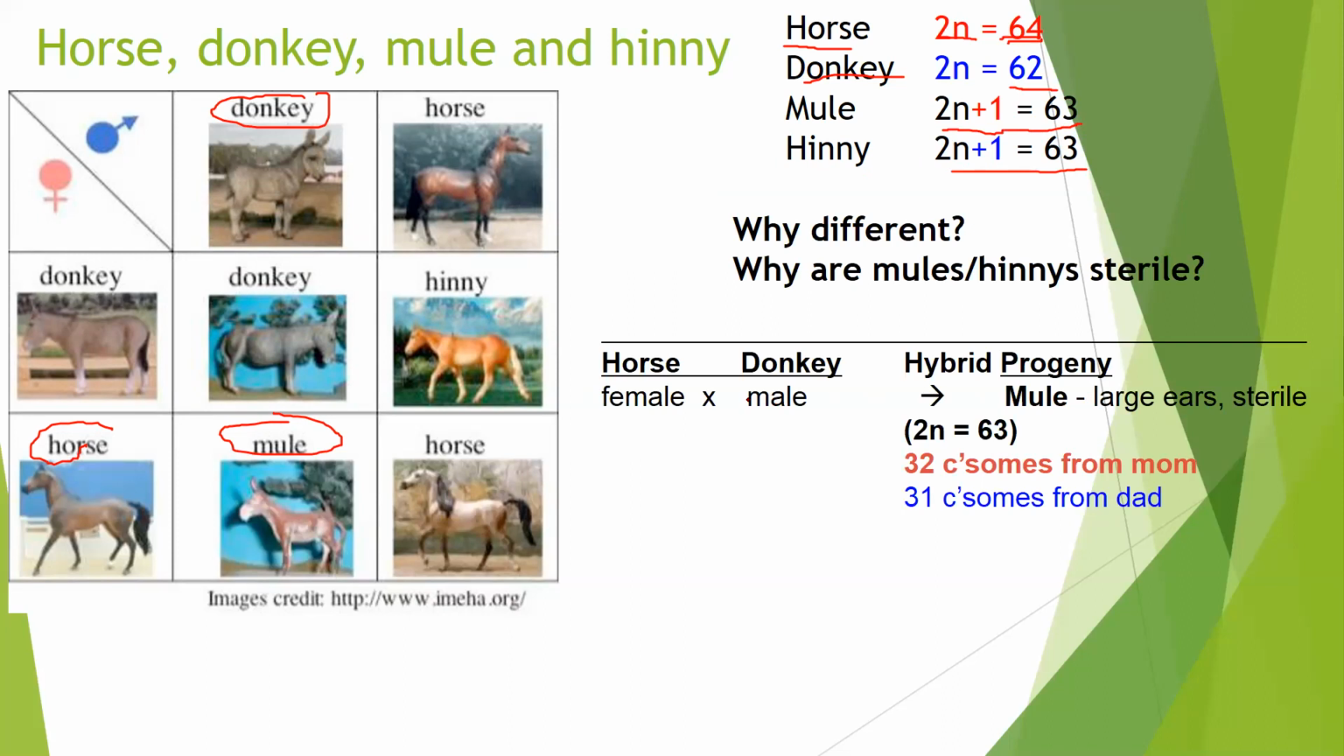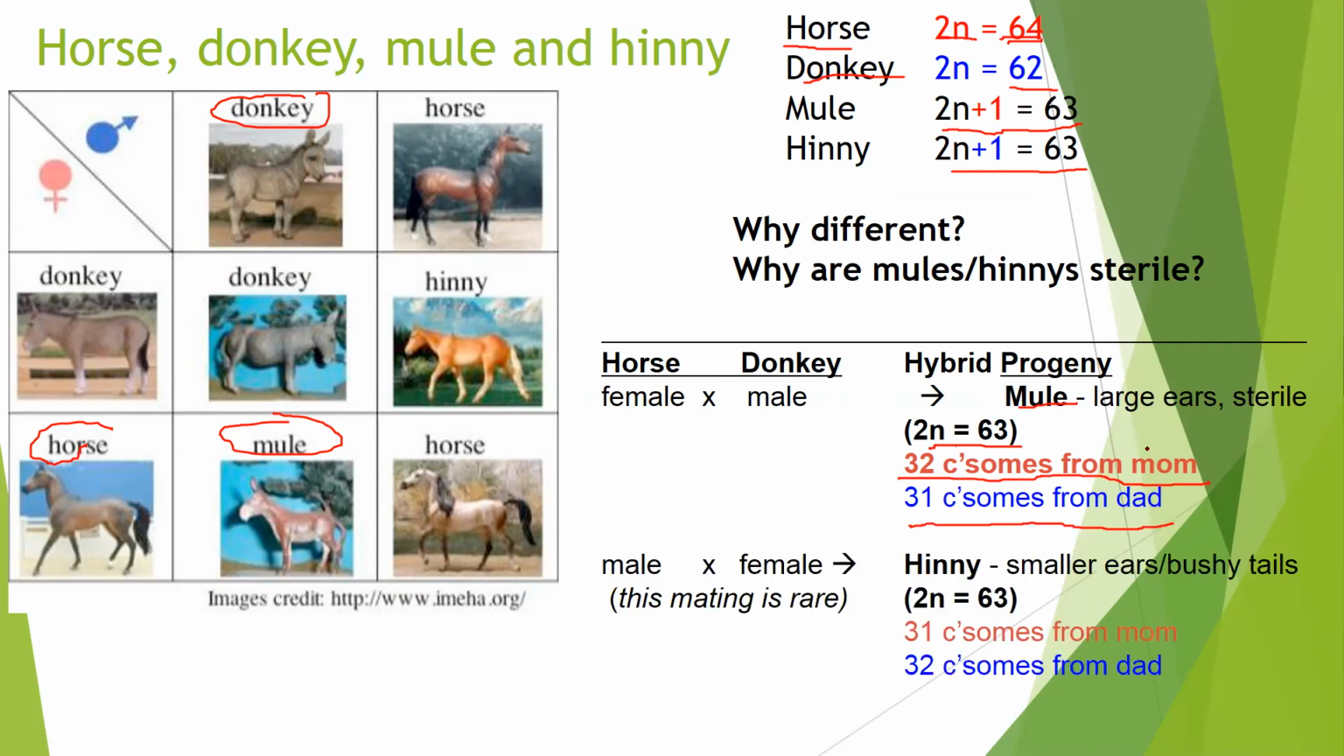As you can see, in a mule there are 63 chromosomes: 32 chromosomes came from the horse mom, and 31 chromosomes came from the donkey dad. So if you compare the mule and the hinny with the regular horse or donkey, you're going to see slightly different phenotypes, right? The major thing is they are sterile. Usually they cannot produce progeny because of this specific genetic setting.